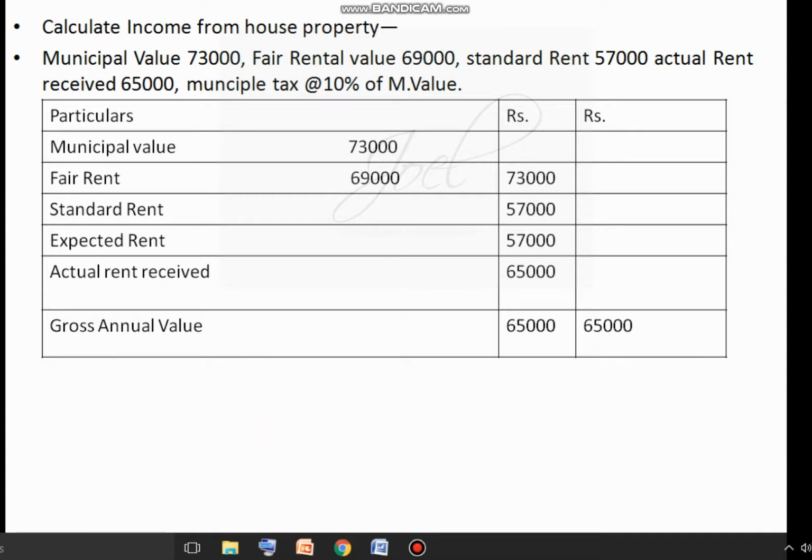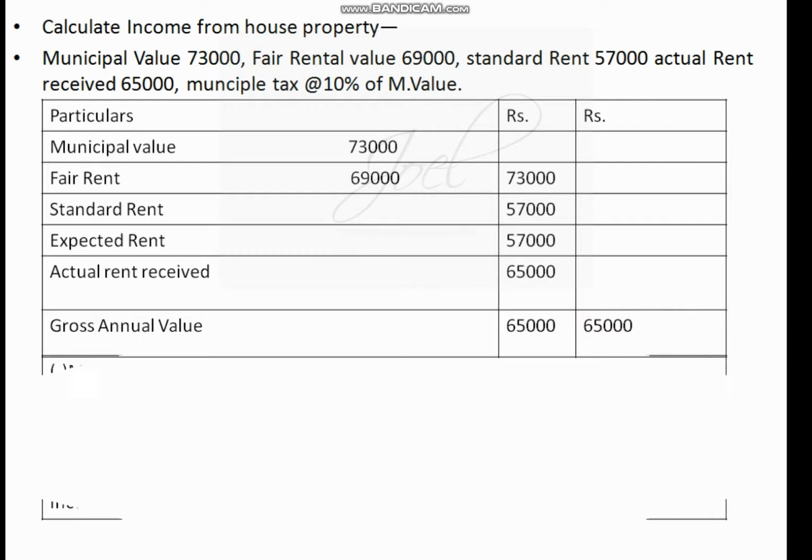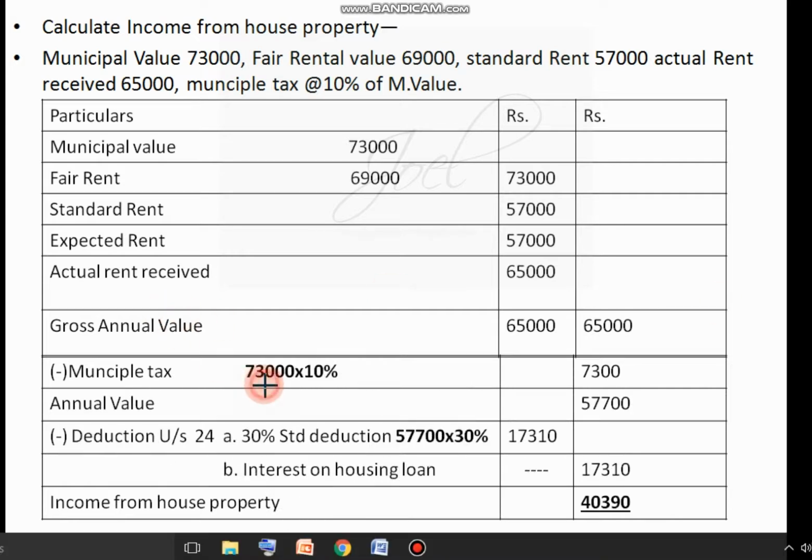Then as a next step, the problem is not over, because what is asked is to calculate income from house property. So this solution is not enough. We have to continue. Municipal tax we have to adjust with gross annual value to arrive at annual value. From that, two deductions are there: 30% standard deduction and interest on housing loan. We'll work that out.